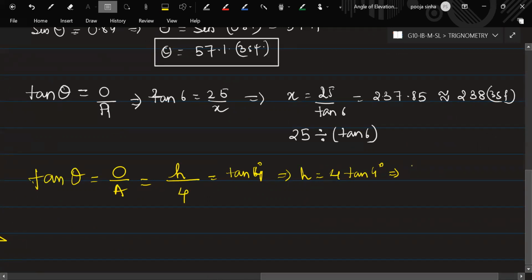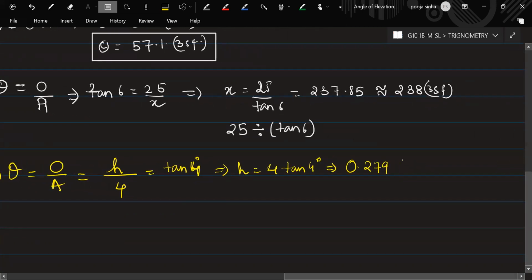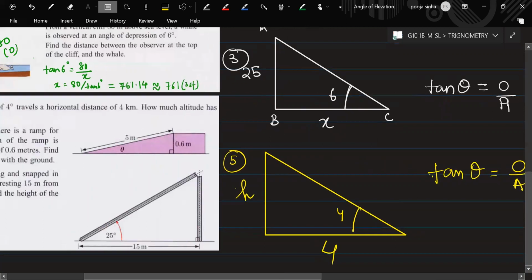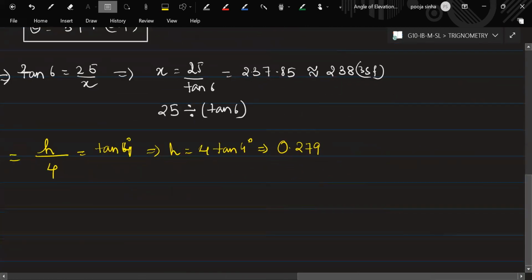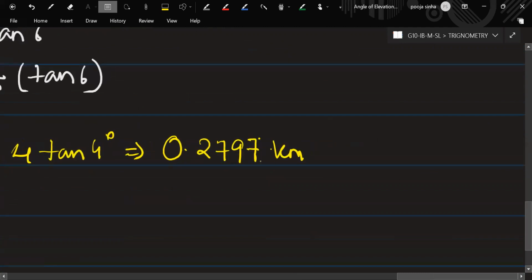0.27. 0.279. What is this answer in kilometers, right? 0.279. We will go up to one more digit as of now because this is in kilometers. Now, which is equal to how many meters? Because it's coming to be less than 1, we will rather convert it. First, make it into meters, which is how many meters?